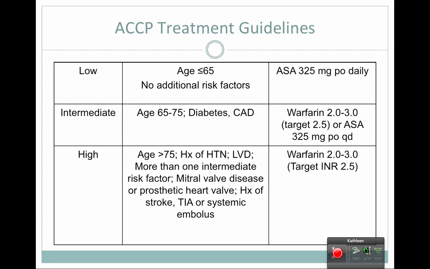There are other new anticoagulants: Pradaxa, Xarelto, Eliquis, and Savaysa, which is fairly new and came out on the market last year. All four are FDA approved for non-valvular heart disease with atrial fibrillation.